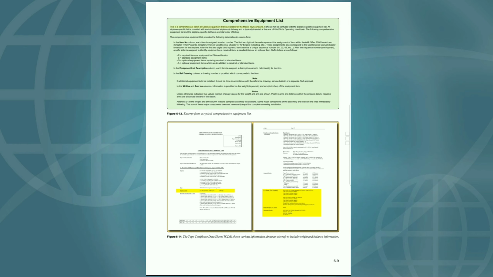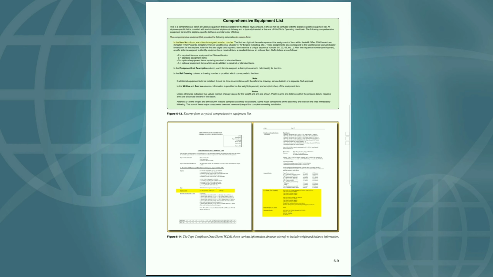This is a comprehensive list of all Cessna equipment that is available for the Model 182S airplane. It should not be confused with the airplane-specific equipment list. An airplane-specific list is provided with each individual airplane at delivery, and is typically inserted at the rear of this pilot's operating handbook. The following comprehensive equipment list and the airplane-specific list have a similar order of listing. The comprehensive equipment list provides the following information in column form.